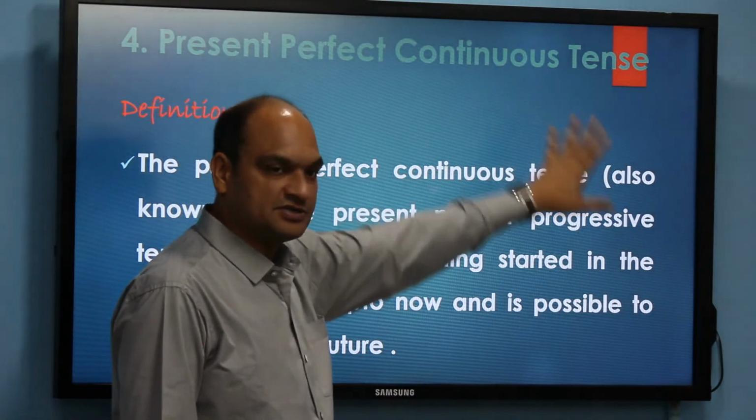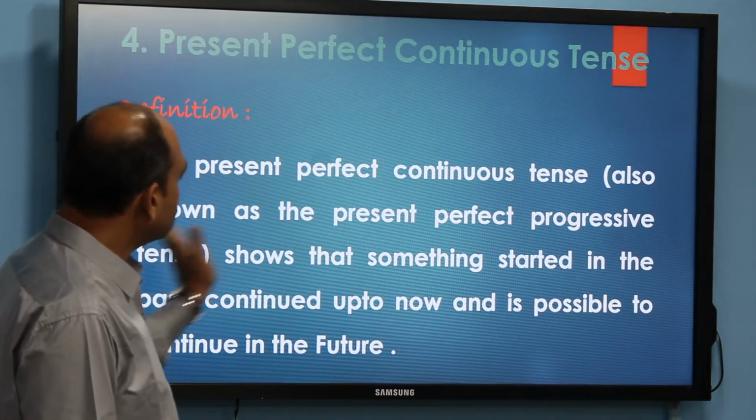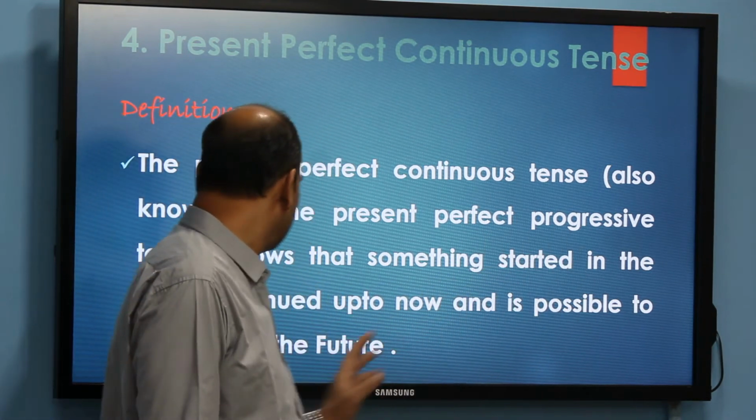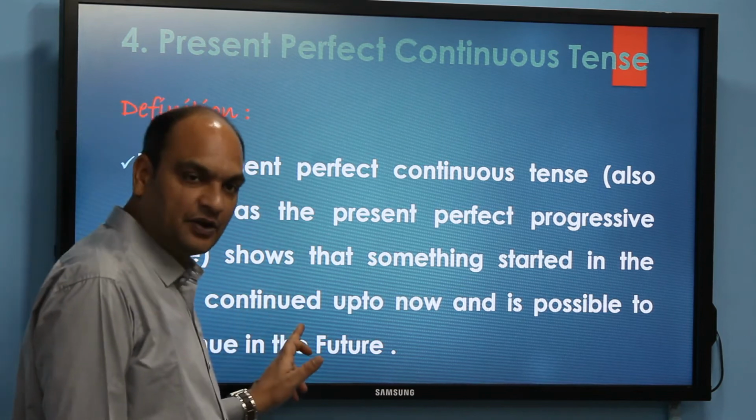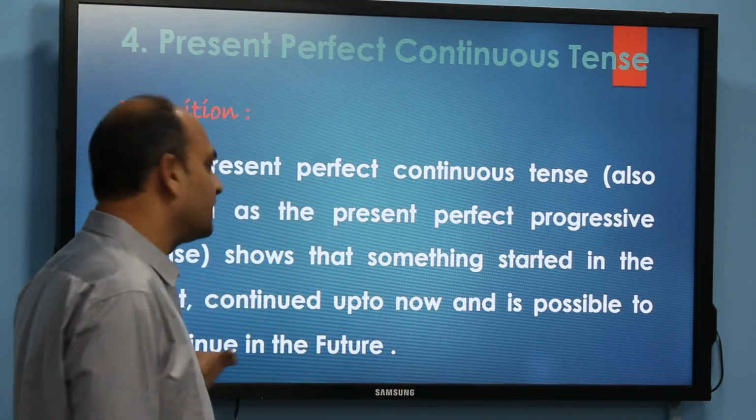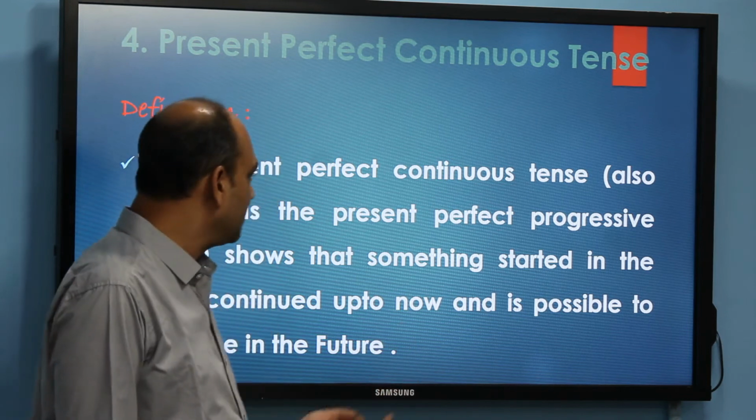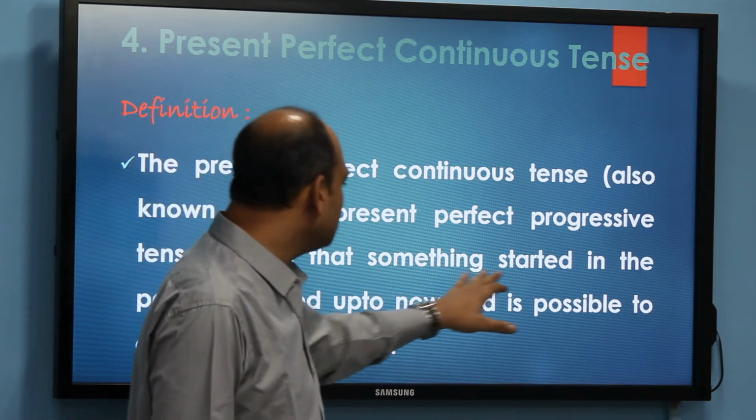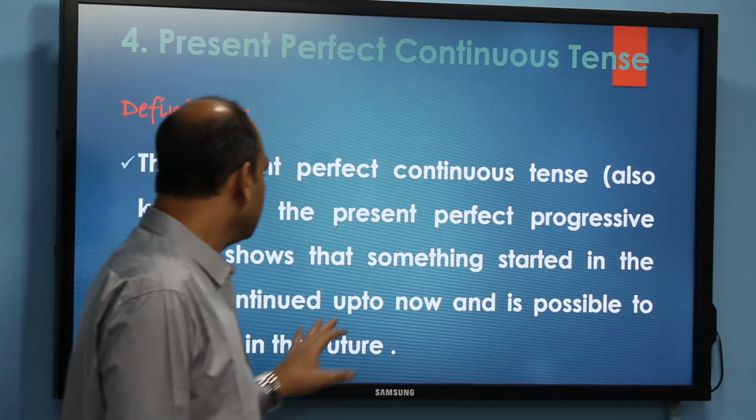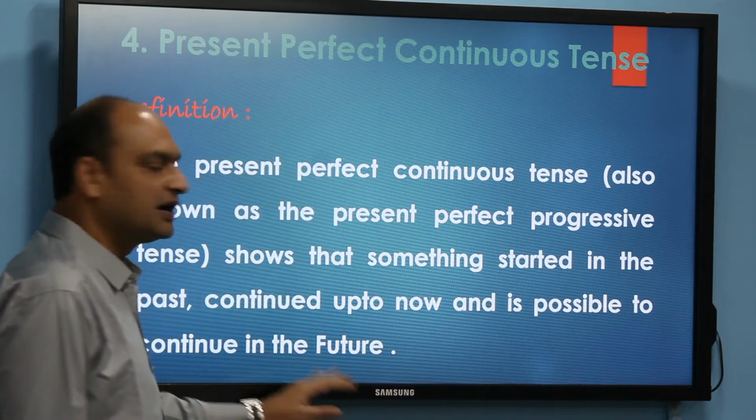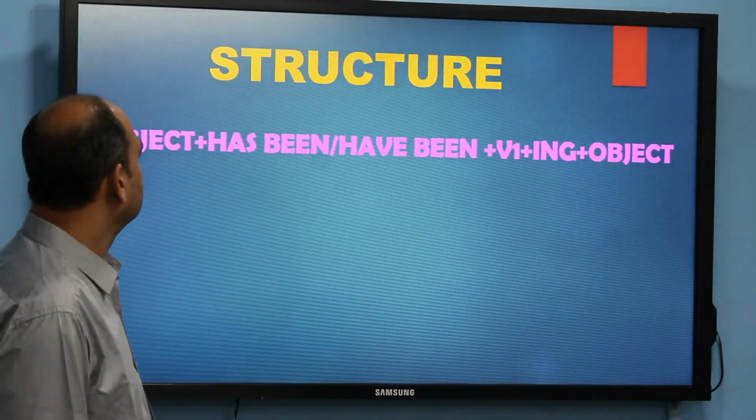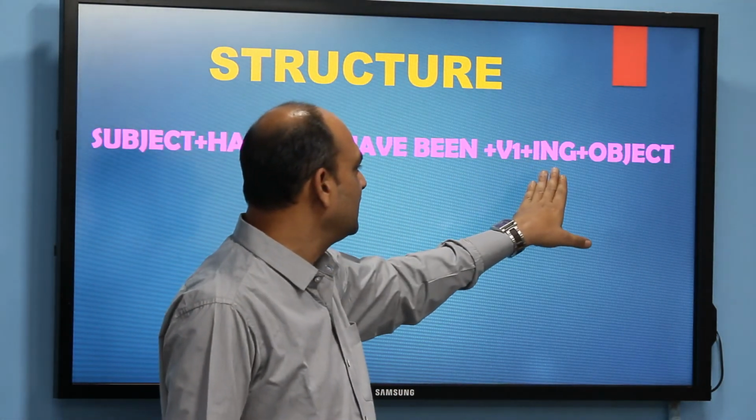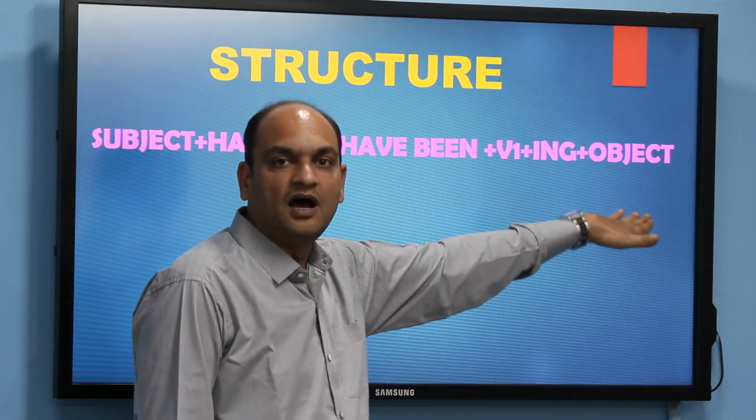So, present perfect continuous tense. The definition: the present perfect continuous tense shows that something started in the past, continued up to now, and is possible to continue in the future. I repeat, present perfect continuous tense shows that something started in the past, continued up to now, and is possible to continue in the future. And the structure stands like this: subject plus has been or have been plus V1 plus ing or V4 plus object.